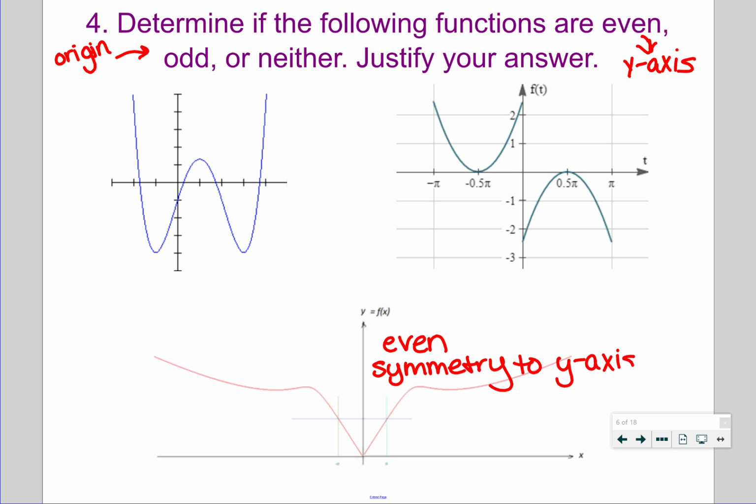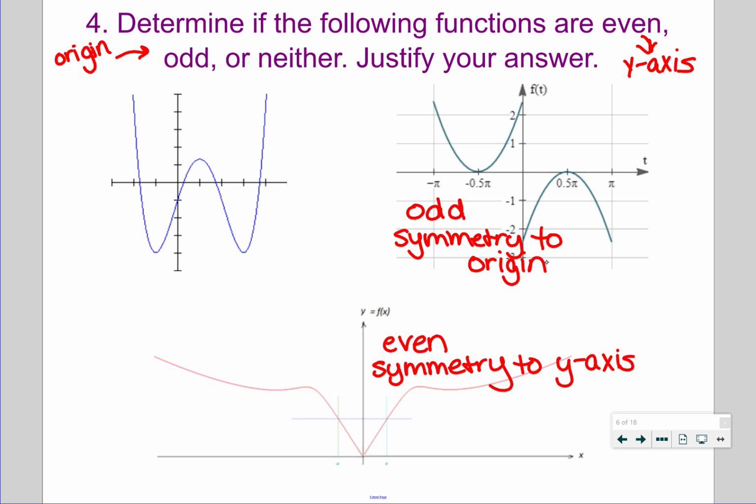If we want a function that's odd, we're looking for one that if we turn it upside down, it looks exactly the same. And if you look at this one that has the kind of U shapes on it here, you can turn it upside down on your paper in front of you, or flip your head upside down, do a headstand to look at it, and you'll see that it looks exactly the same. So we would say that this function is odd. And again, our justification would be symmetry to the origin.